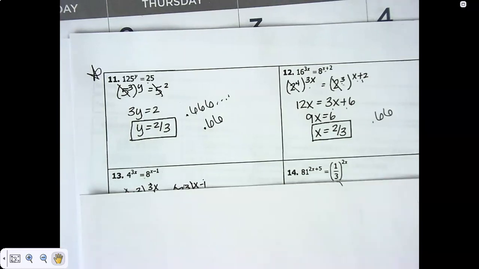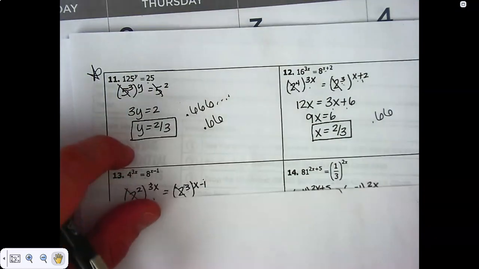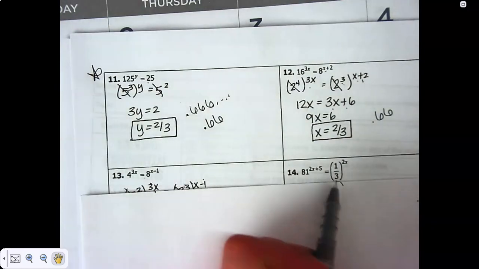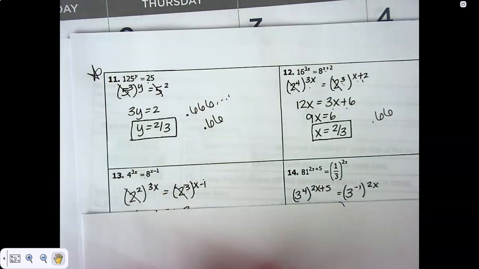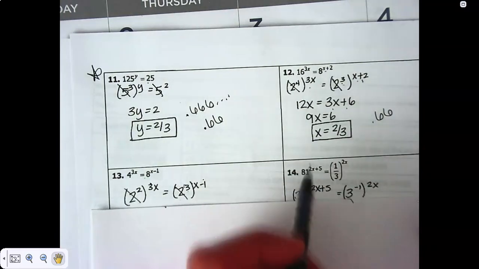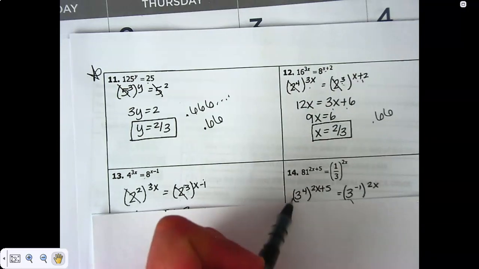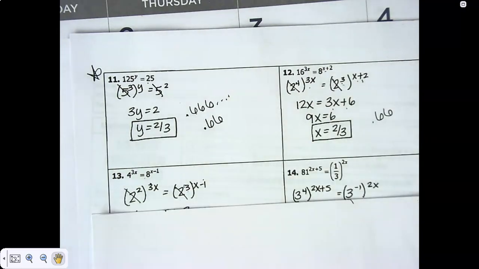Over here, I got a couple of rules I have to remember now. So I have 81 to the 2x plus 5 power, and then I have 1/3 to the 2x power. Remember, first of all, get rid of the fractions by rewriting it as a negative exponent. So, and then, since I know I'm going to have 3 to the negative 1 power, I want to rewrite my 81 also as a power of 3, which is what we did over here on the left-hand side. You have to know your times tables, and you should know that 81 is divisible by 3.